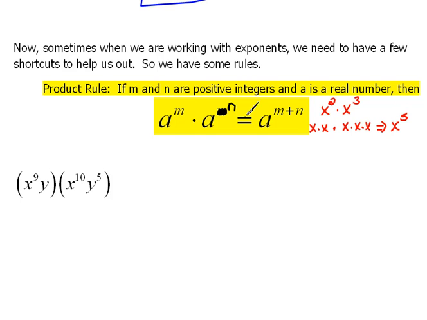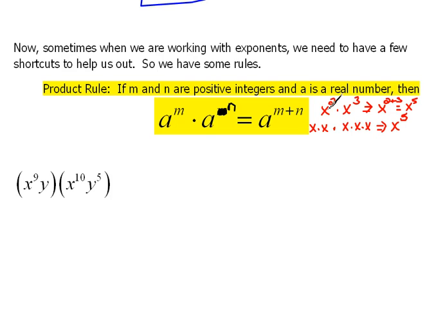Now if we'd used our rule, we would have gotten the same thing. Multiplying the same base, you would add the exponents. So 2 plus 3 would give us x to the 5th. So same thing either way.